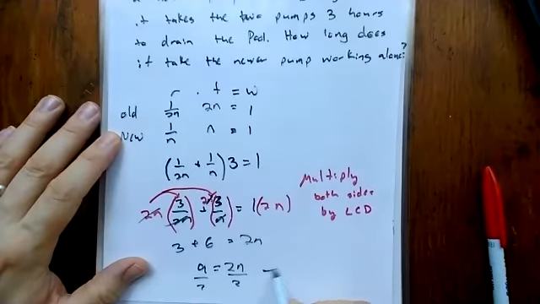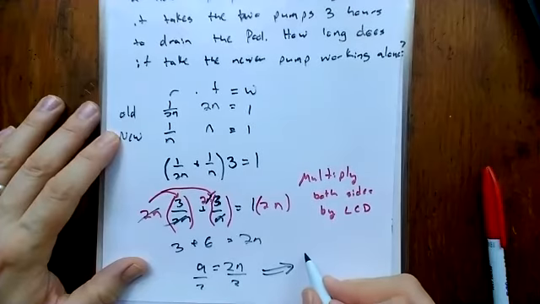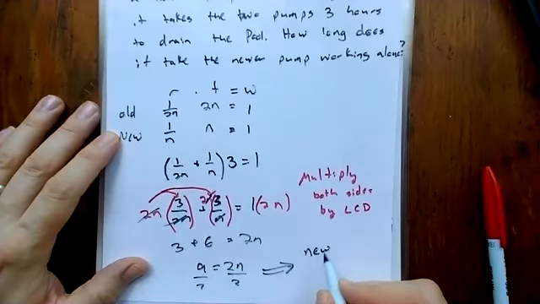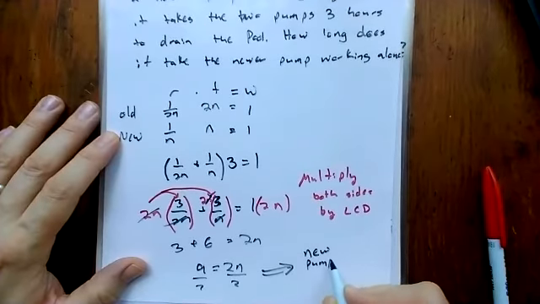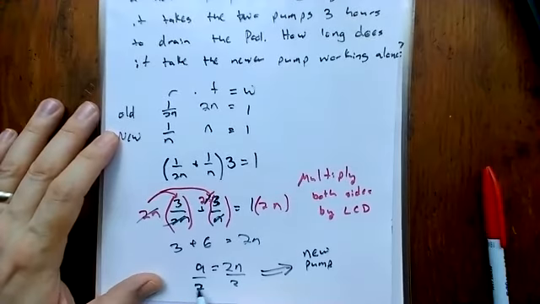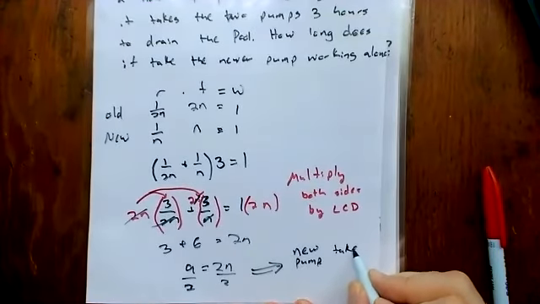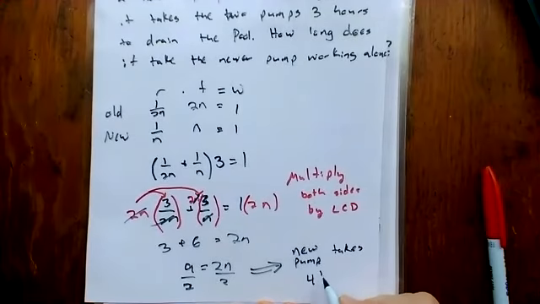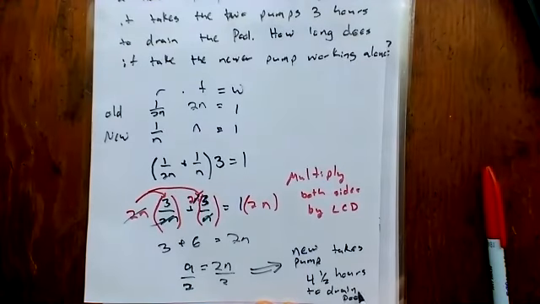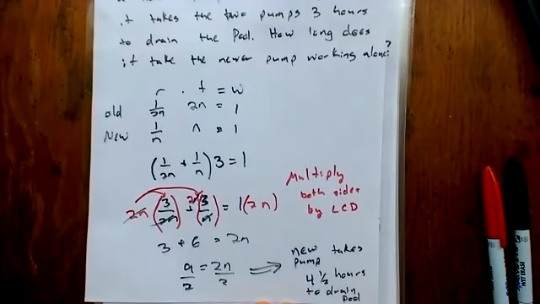And I've got my answer: it takes the new pump 9/2, that's 4.5. So the new pump takes 4.5 hours to drain the pool. And that's what we've got.